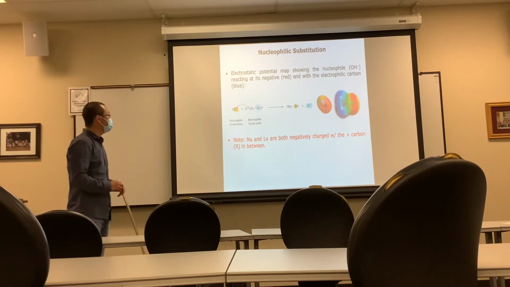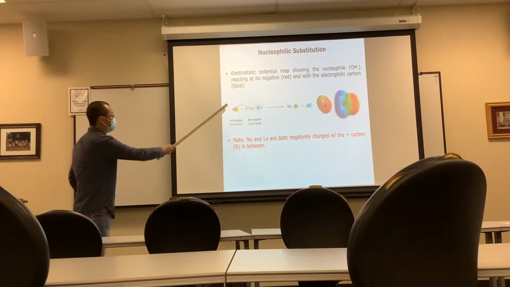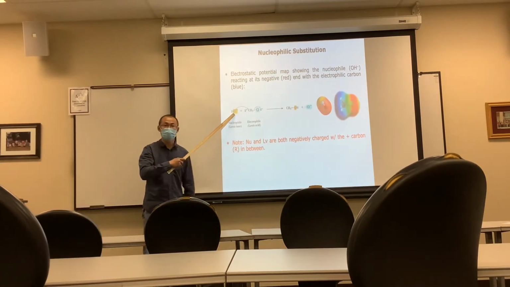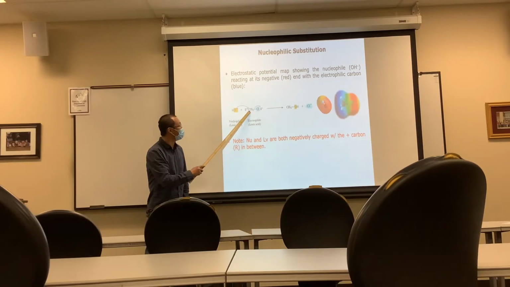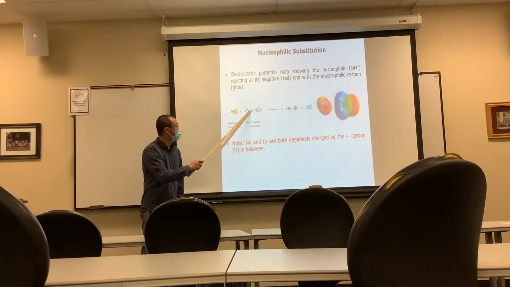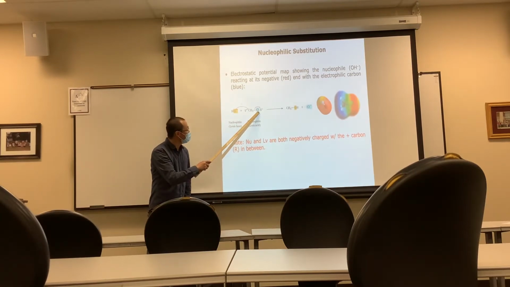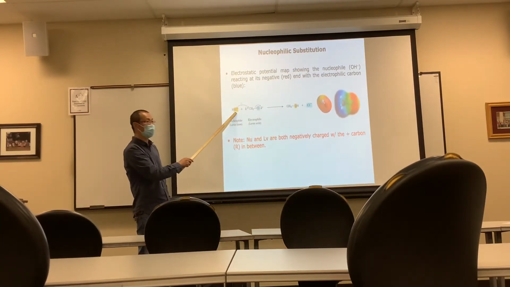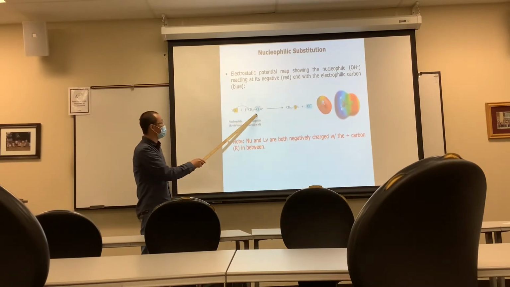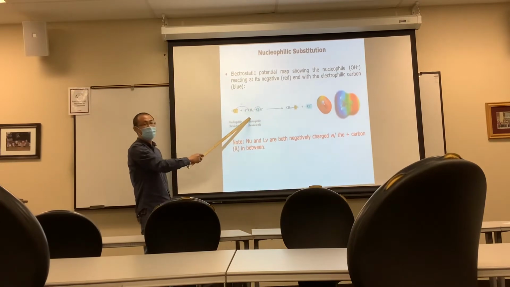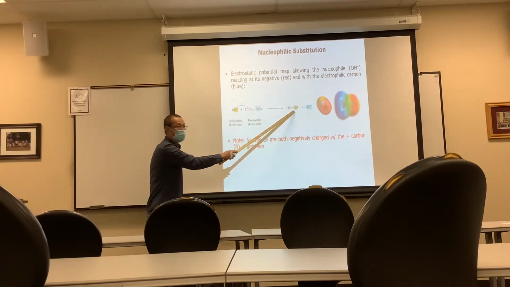Now this is a very simple nucleophilic substitution between methyl chloride, or chloromethane, and hydroxide ion, OH minus. In this case, OH minus is the nucleophile, the methyl carbon is the electrophile, and the chloride ion, Cl minus, will be the leaving group. Of course, what happens is the OH minus substitutes the Cl minus, so you get an alcohol. You're changing from an alkyl halide to an alcohol.